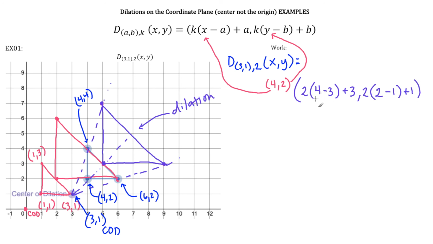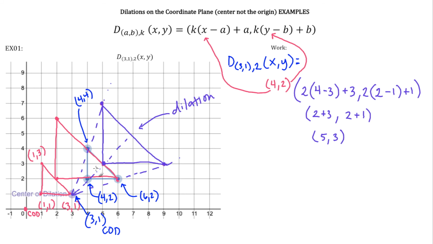So 4 minus 3 is 1. 1 times 2 is 2. So I'll put 2 plus 3, comma. 2 minus 1 is 1. 1 times 2 is 2. So 2 plus 1. So I get 5, comma, 3.